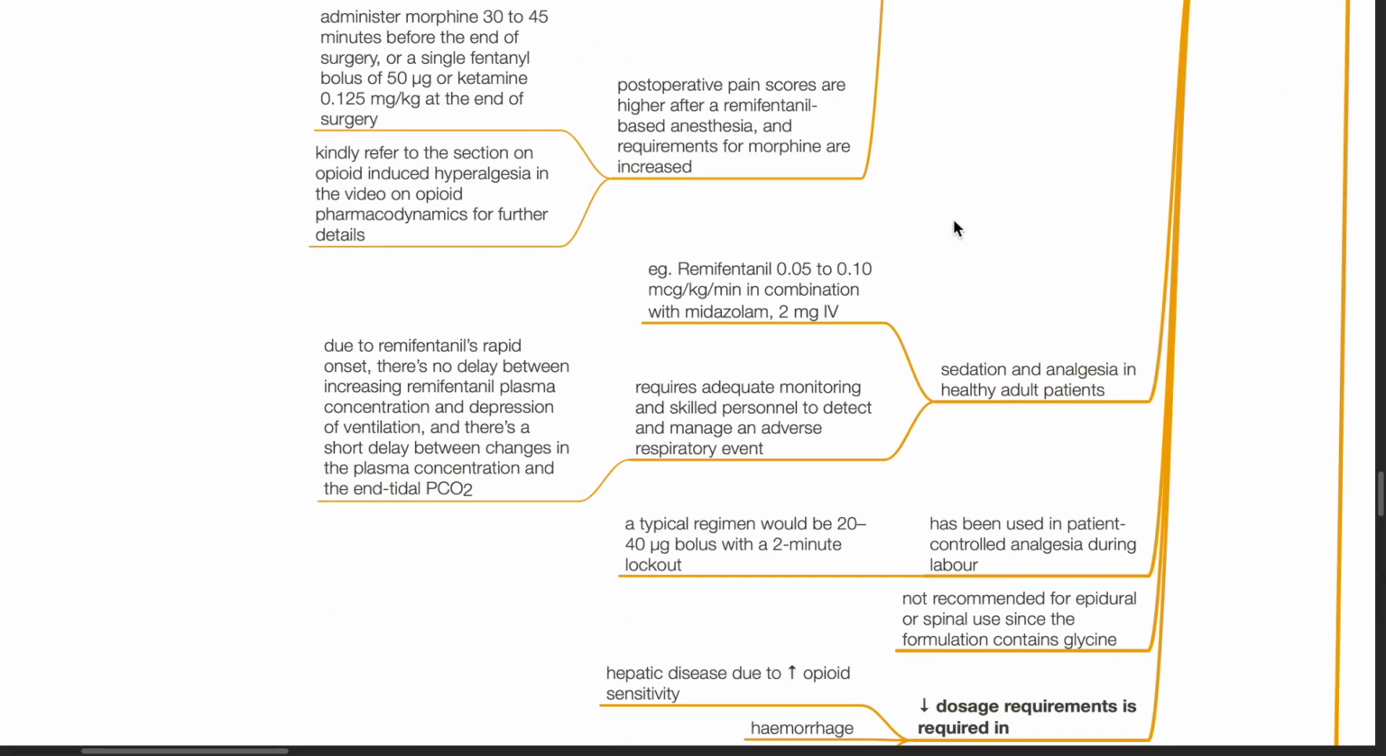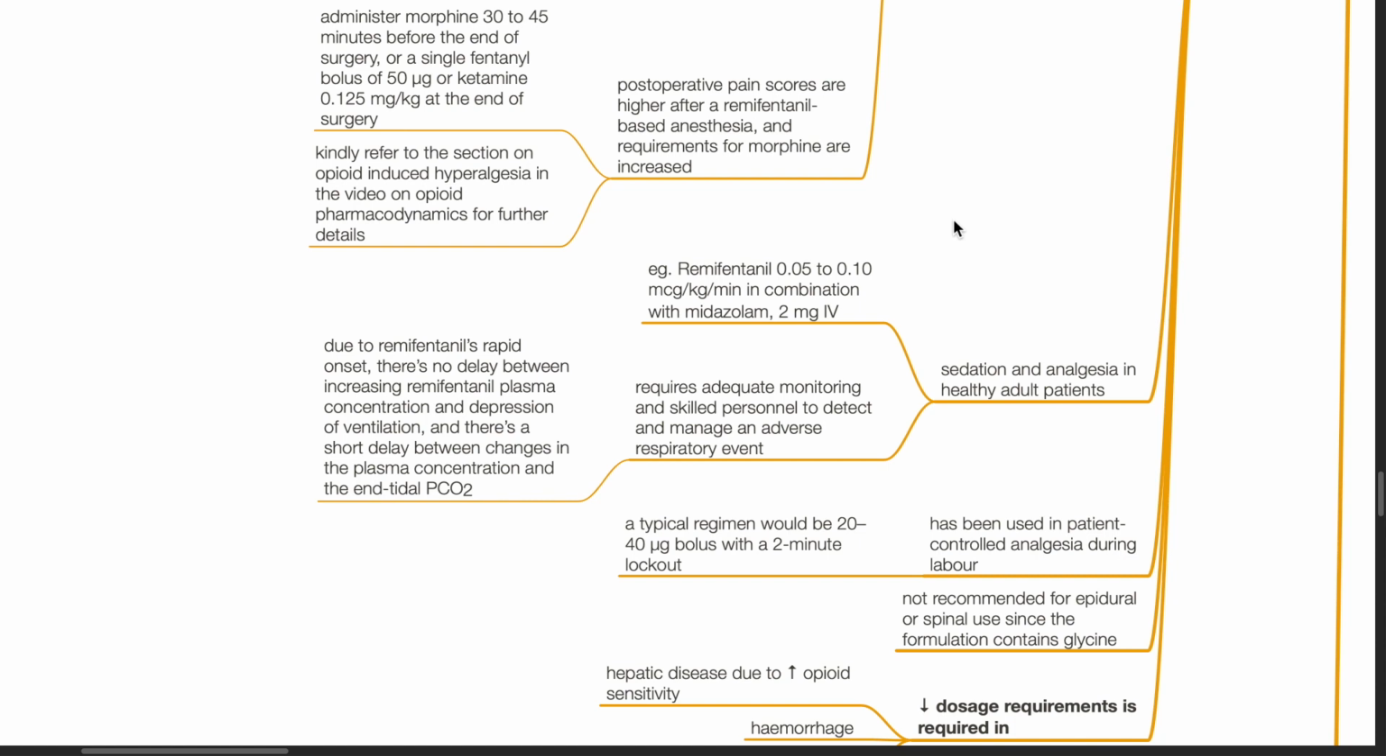Sedation and analgesia in healthy adult patients. For example, remifentanil 0.05 to 0.1 mcg per kg per minute in combination with midazolam 2 mg IV. This requires adequate monitoring and skilled personnel to detect and manage an adverse respiratory event.